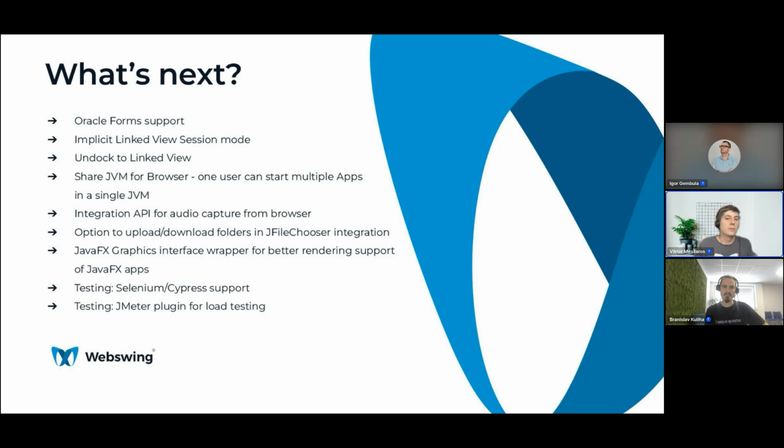Similar would be the undock to linked view, like Branislav showed in the linked view demo. Currently, there is a way to undock to a tab, but if you undock to a new browser tab, the window that is undocked there is kind of linked to this tab, and it always resizes to the full height and width of the tab. So with the undock to linked view, you would get a more flexible, kind of like a new virtual desktop screen in this new tab.